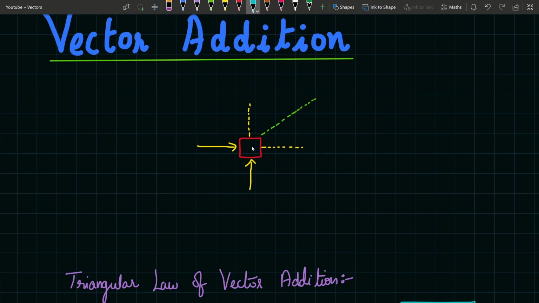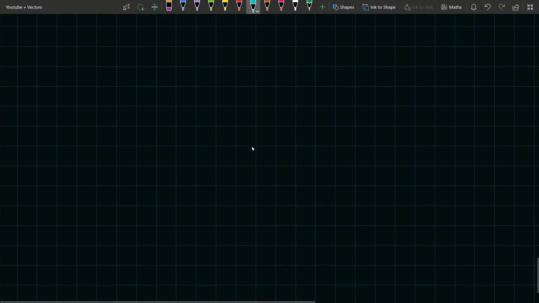But we need to find the exact formula for finding the magnitude and direction of the resultant vector. If I know the magnitude and direction of the individual vectors which we are adding, we need to find a way of finding the magnitude and the direction of the resultant vector. For that, we have something called the parallelogram law of addition, but that is not completely different from the triangular law of addition. It is just a different way of looking at the triangular law of addition. So let us see what the parallelogram law of addition is.